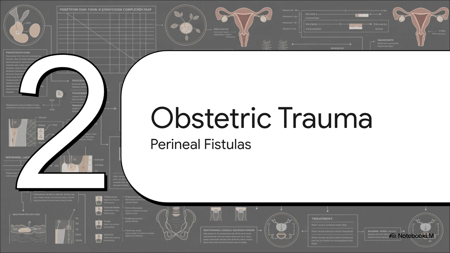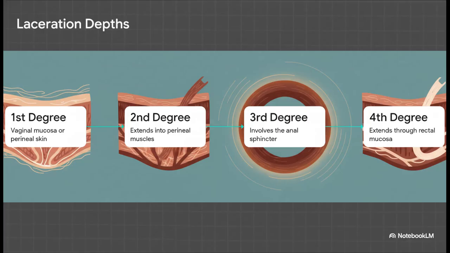Let's look at physical injuries sustained during delivery. We absolutely have to break down perineal lacerations by depth because that depth dictates the risk of future complications. A first-degree laceration? That's just the vaginal mucosa or perineal skin. Second degree goes deeper into the perineal muscles. But the crucial takeaway here is distinguishing the third and fourth degrees. A third-degree laceration hits the anal sphincter, and a fourth degree tears all the way through the rectal mucosa.